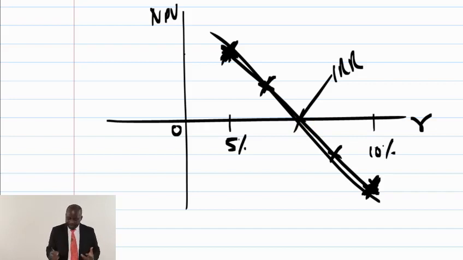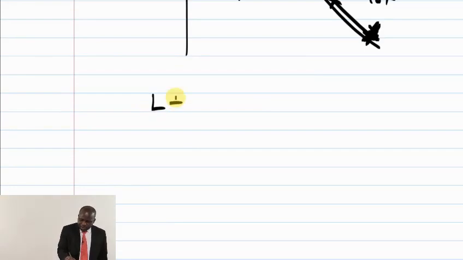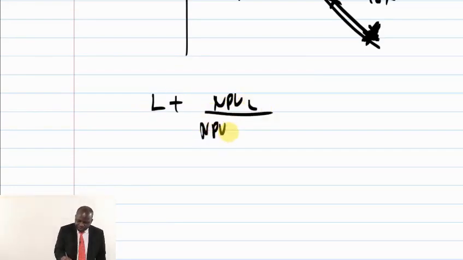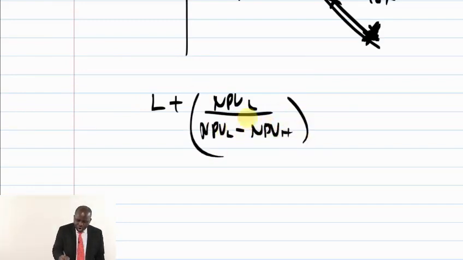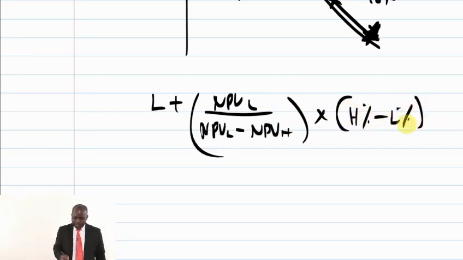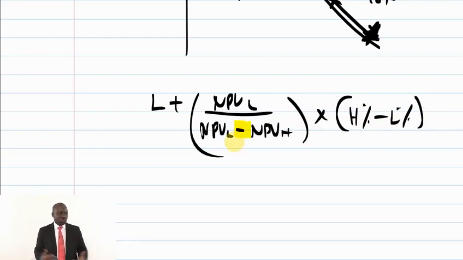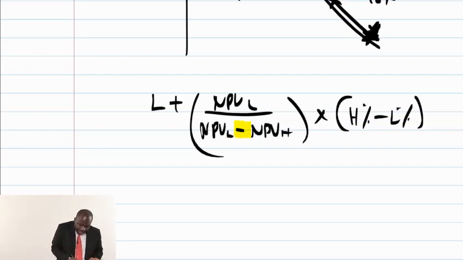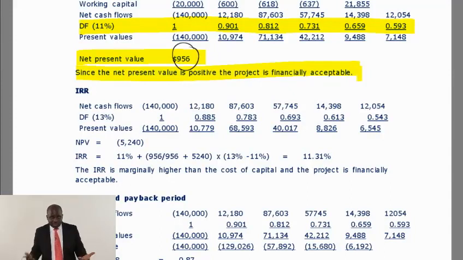Because the formula, if you remember the formula, it's telling you L plus NPV of L divided by NPV of L minus NPV of H, all multiplied by H% minus L%. This sign here is what is doing the weighted average for you, so it doesn't really matter negative or positive. But if you want to get one positive, one negative, there's a strategy.